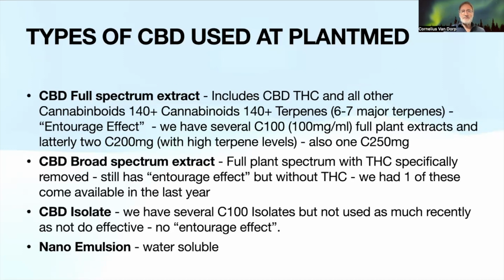So the types of CBD we use at the Plant Med, there's the full spectrum extract. That's like everything in the plant, including all the cannabinoids, terpenes, and even with THC. Then there's the broad plant extract, which is the full plant extract with the THC deliberately taken out. So still got the entourage effect, but no THC. Then we have CBD isolates, all those three in oils. Now we have a new one, which is nano emulsion, which is water soluble, but very expensive, so not often used.